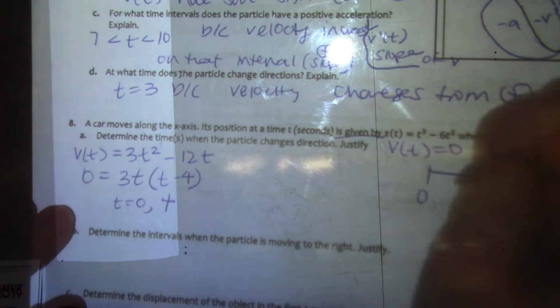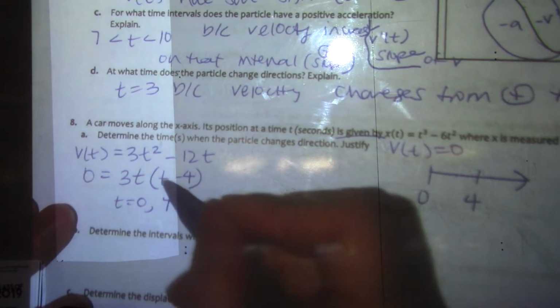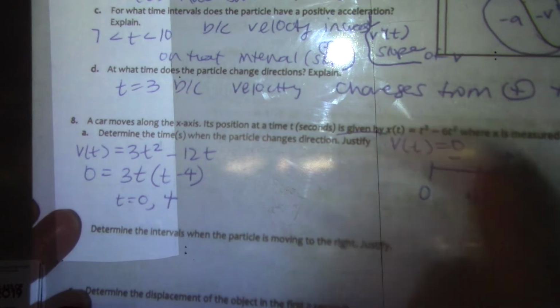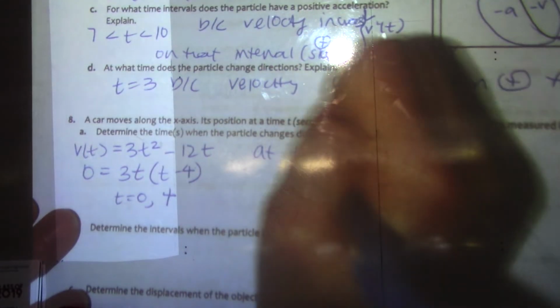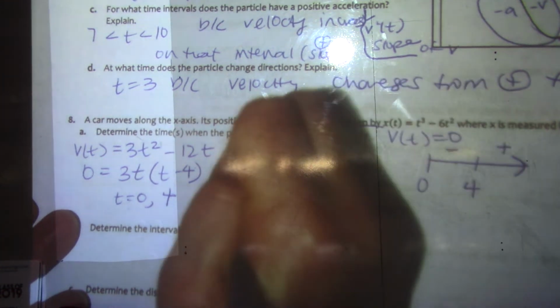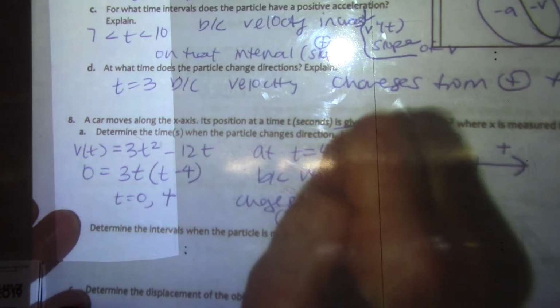So 0, 4. If you plug in anything less than 4, that's going to give me a negative, and above 4 is going to give a positive. So it changes directions at t equals 4 seconds, because velocity changes from negative to positive.